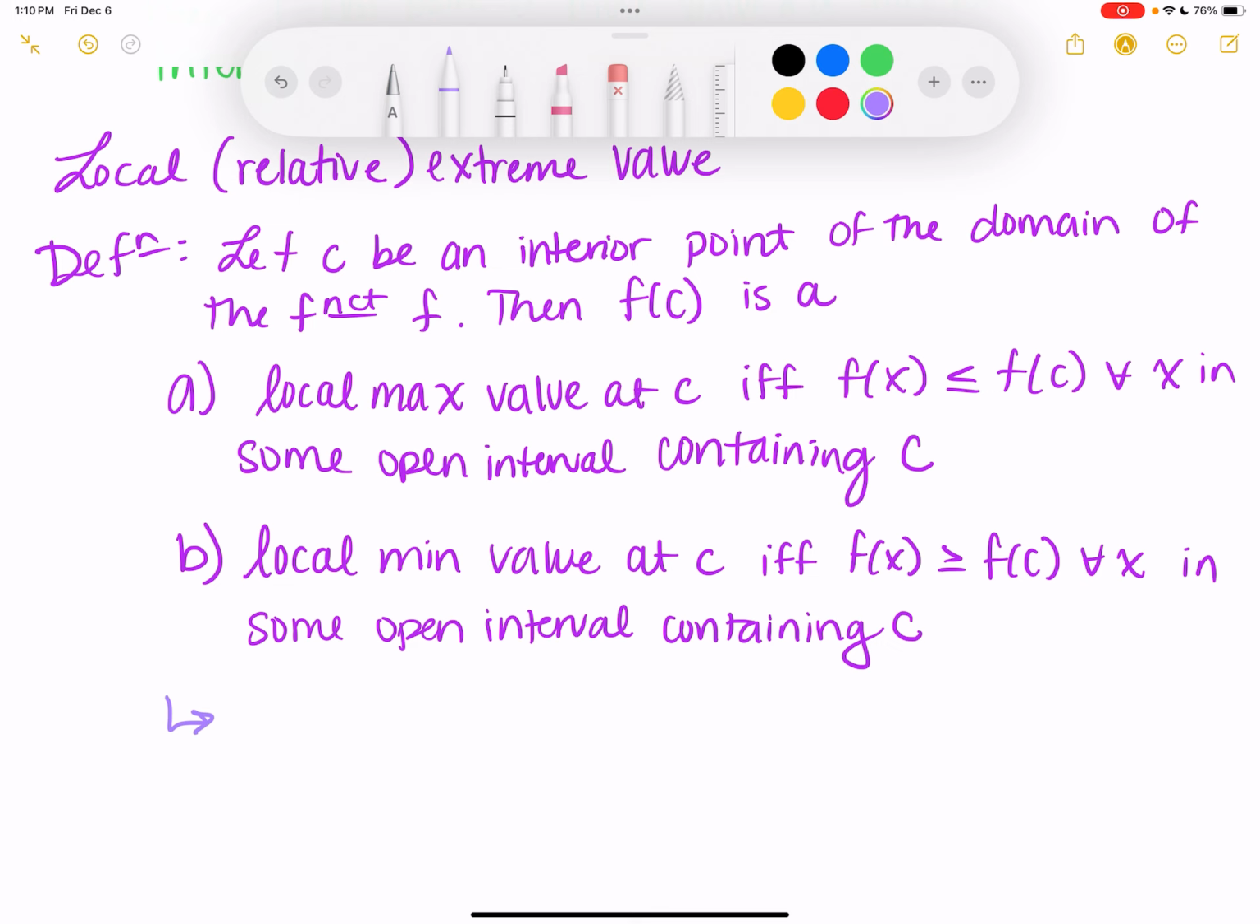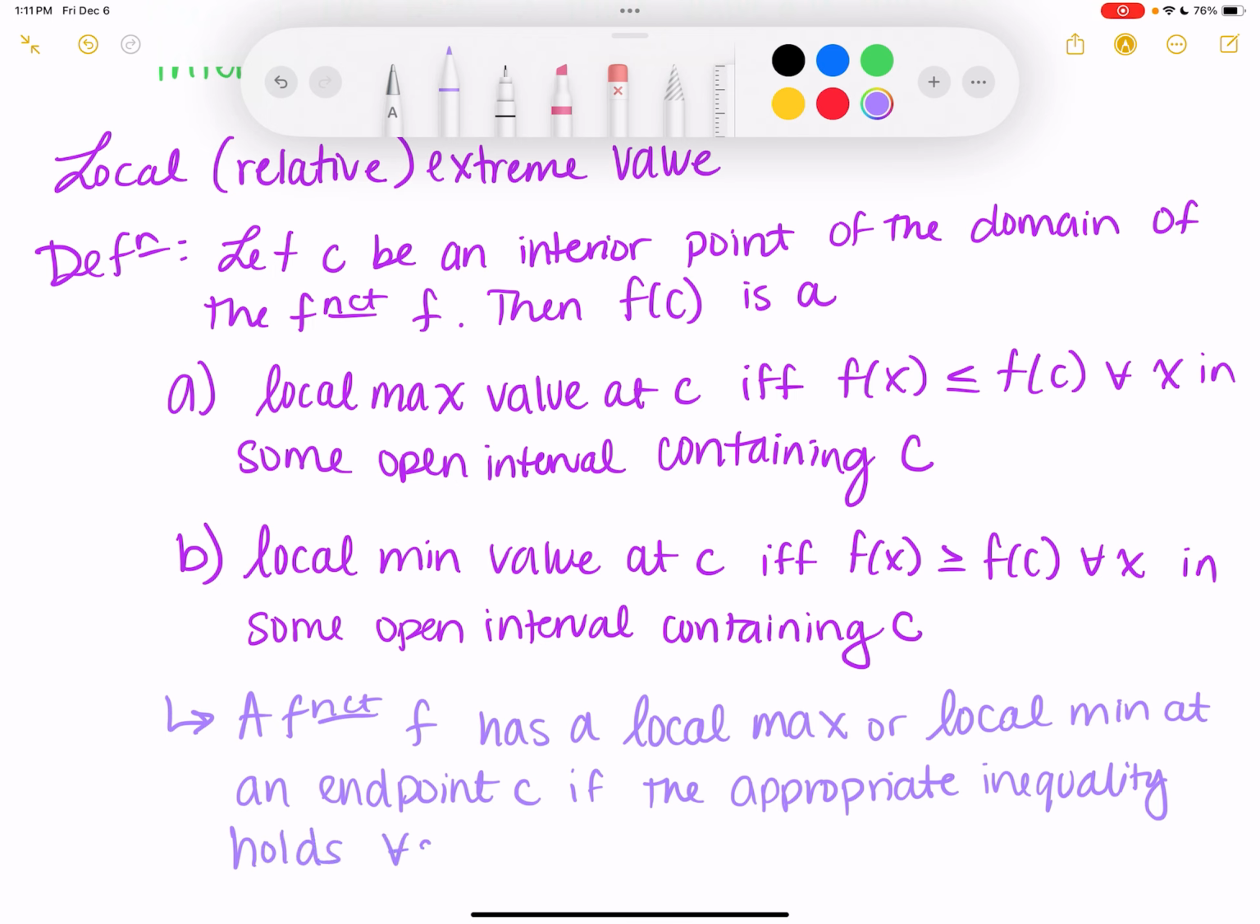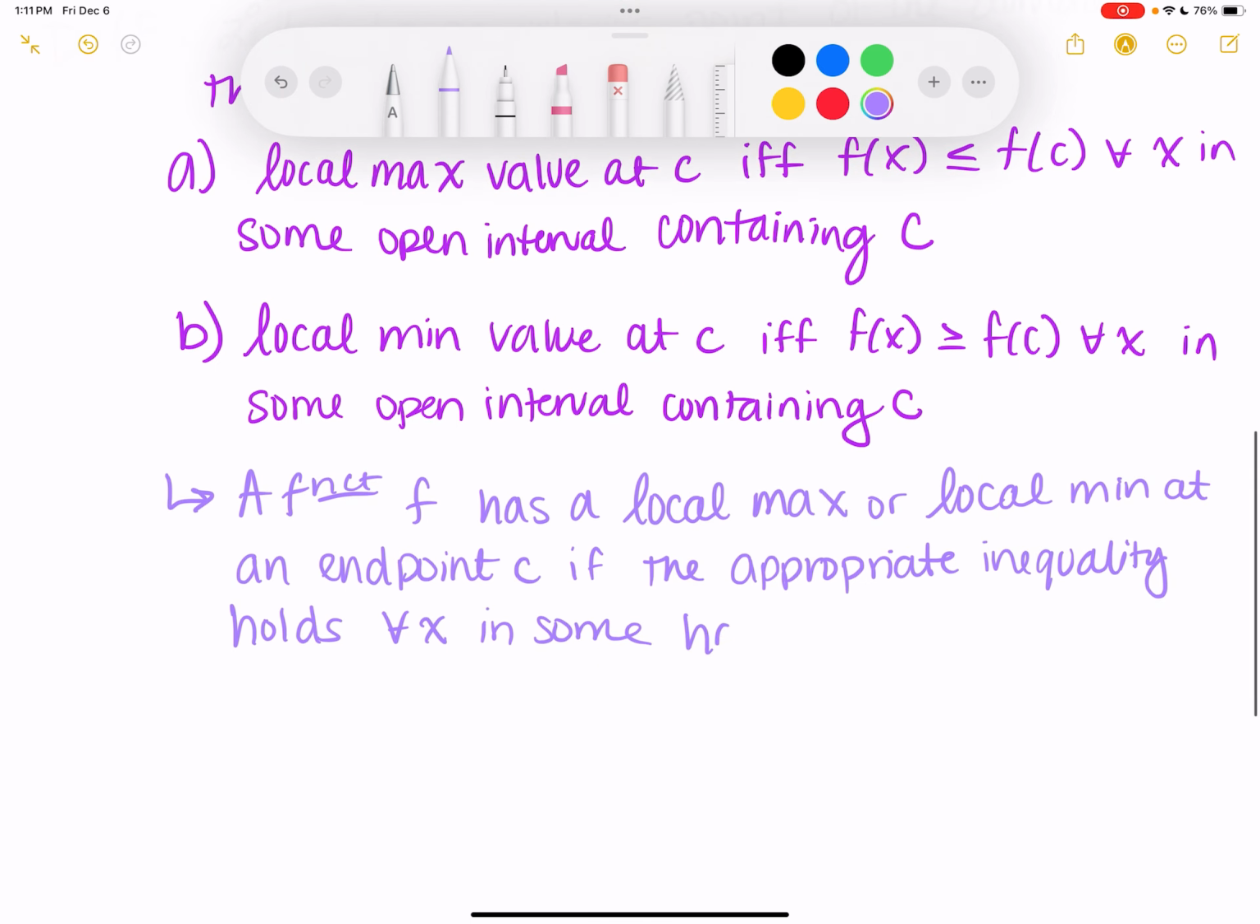A function f has a local max or local min at an endpoint C if the appropriate inequality holds for all x in some half open domain interval containing C.